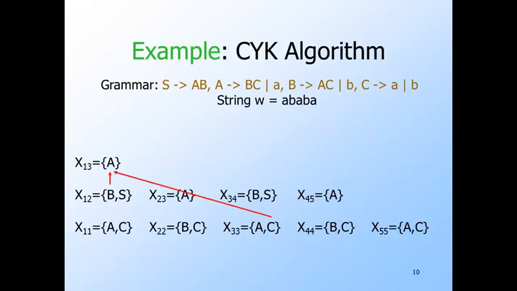We must also consider k equals 2, where we combine X12 with X33. Now there are four possible bodies, B or S followed by A or C. Of these, only BC is a body of a production of our grammar, and its head is A. Thus, X13 turns out to be just the set containing A. Here are the other two X's for substrings of length 3.